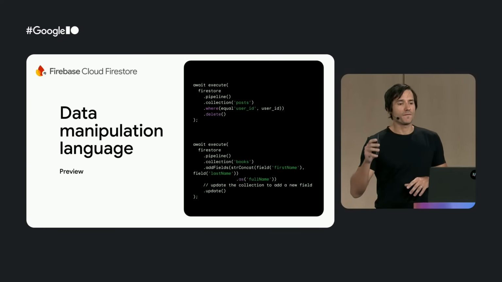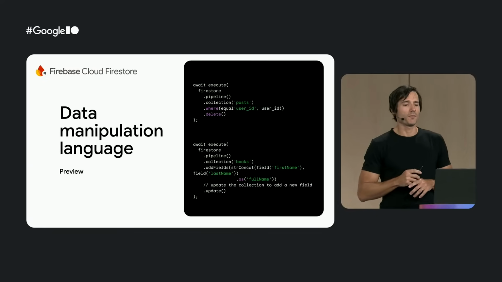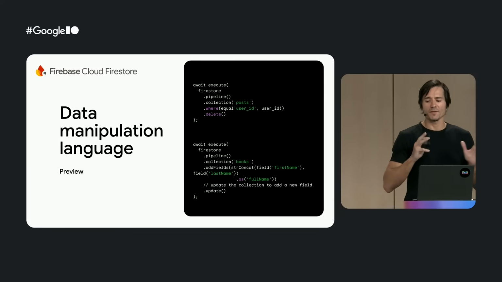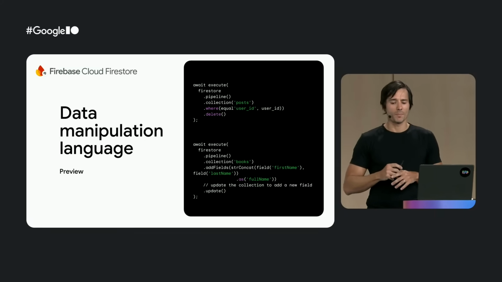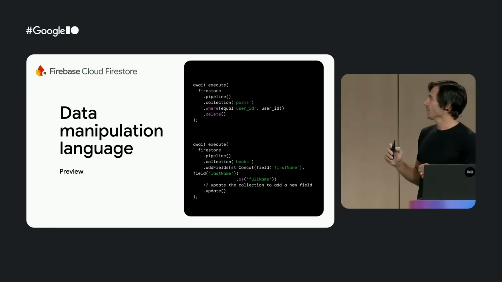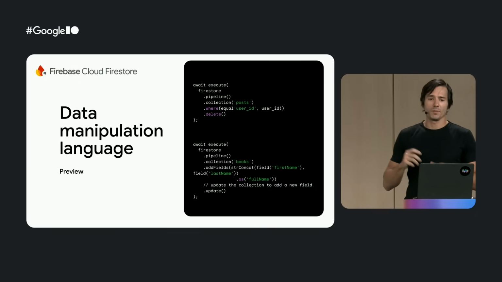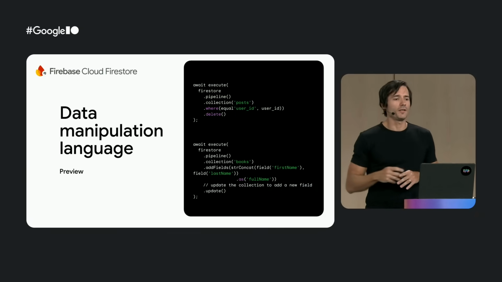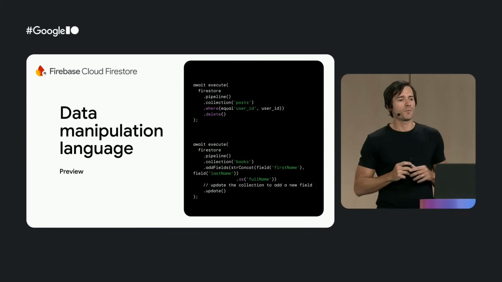The first one is data manipulation language, or DML. DML condenses the number of steps you need to write changes to your pipeline. For example, if a user leaves your application, you can delete all the user-generated content with just one pipeline query.